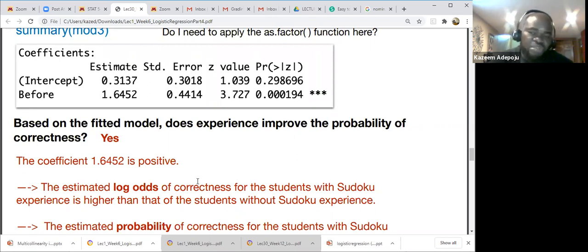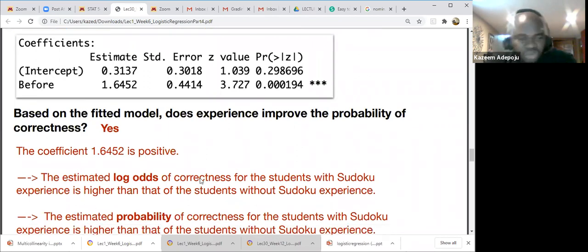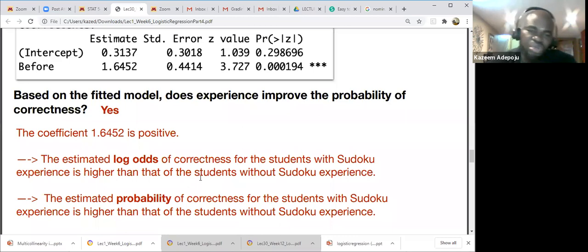those who have experience, of course, the estimated log odds of correctness will actually be higher than those who do not have the experience. Okay, so then we can also talk about, and that will also imply the same for the probability, because they're actually going to go together.